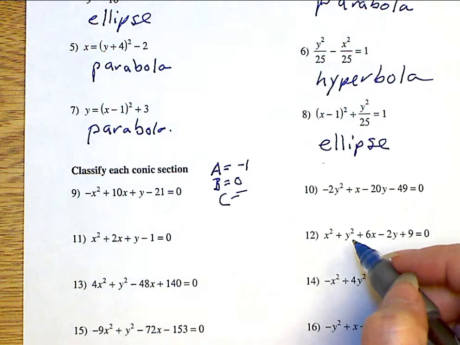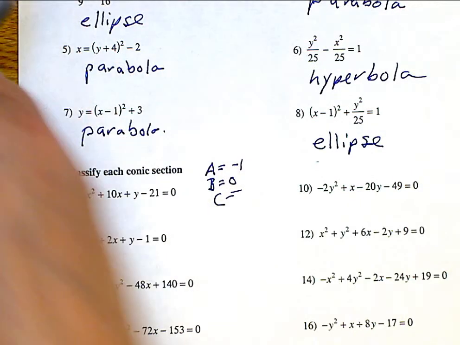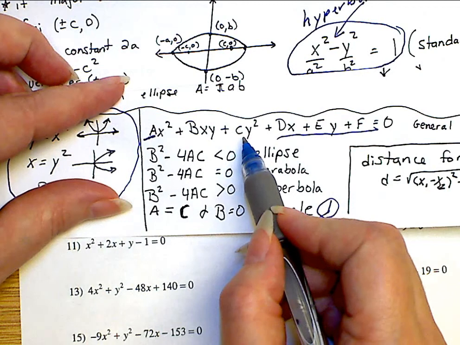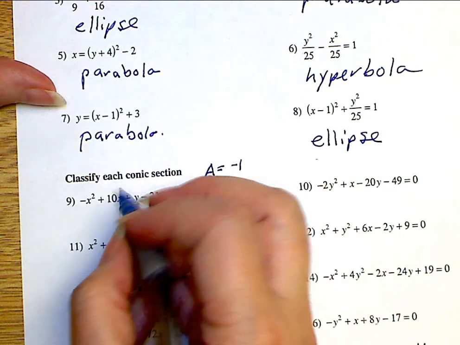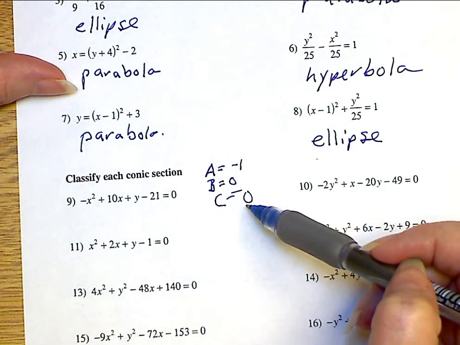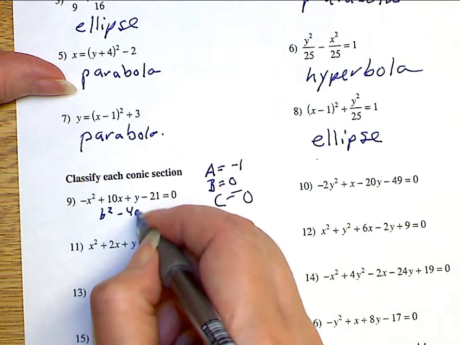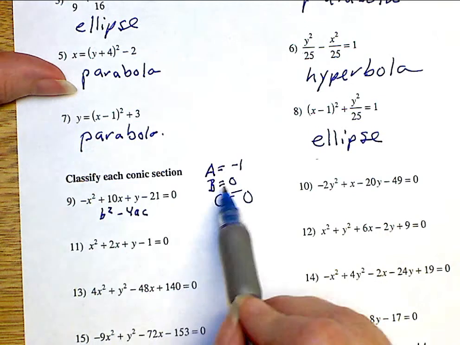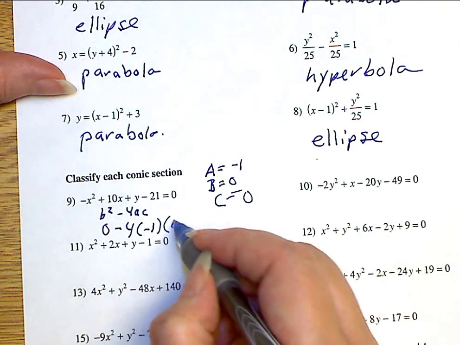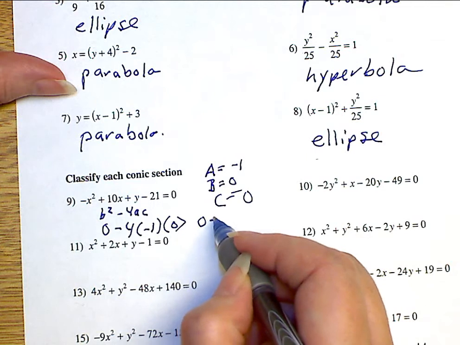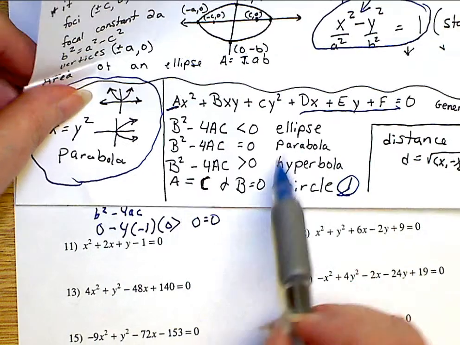And C, Sam W. Where is C in front of? C is in front of what? Y squared. Do we have a y squared? Nope. So C is 0. So remember the formula. First of all, you ask yourself, does A equal C? No, so it's not a circle. So the formula says B squared minus 4AC. So B squared, 0 squared is 0, minus 4 times A, which is negative 1, times C, which is 0. So we have 0 minus 0, which equals 0. Alright, so what does that tell us it is? It is a parabola.